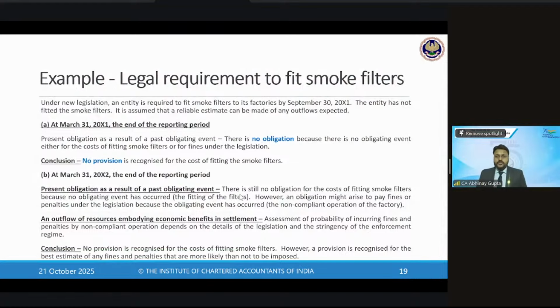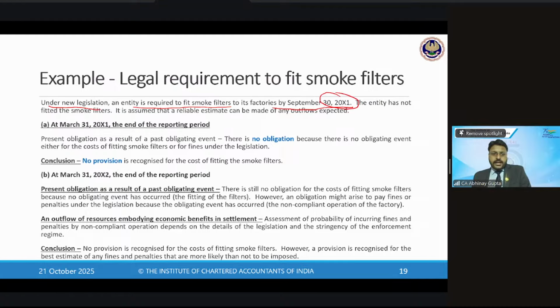Thank you. So before going on the break, we were talking about the past event and present obligation, right? So we will do one more example to understand it better. The more examples we do, the more the concept gets clear. Under the new legislation, an entity is required to fit smoke filters to its factories by September 30, 2001, right? So legislation is there, recently notified by the government, which requires the companies to fit the smoke filters by 30th September 2001, right?